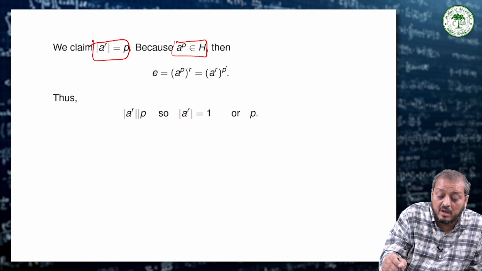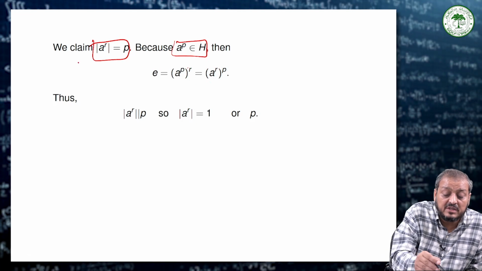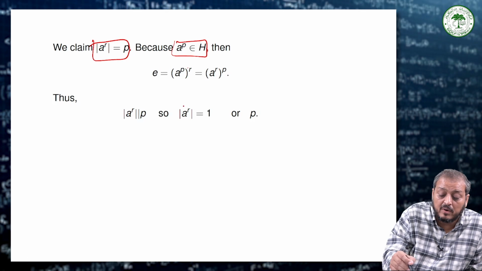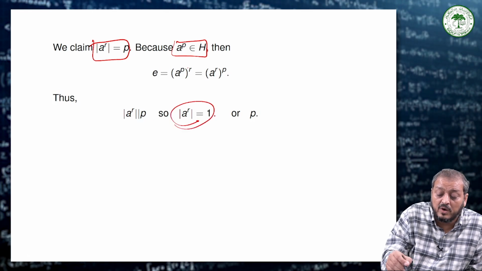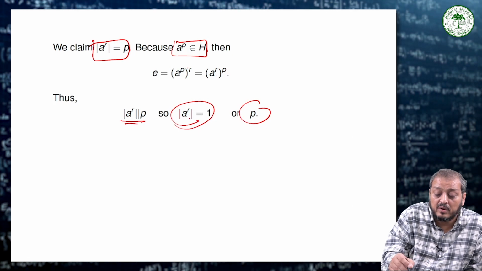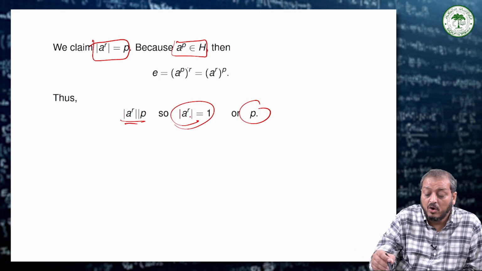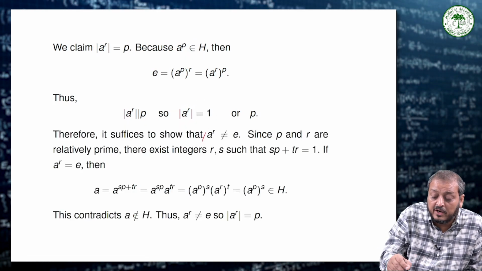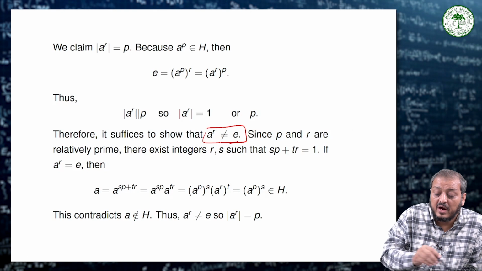And now we just say that the order of A to the power R must divide P, so it is equal to 1 or P. If it divides P, then the order of A to the power R is equal to 1 or P. Therefore it is sufficient to show that A to the power R is not equal to the identity.